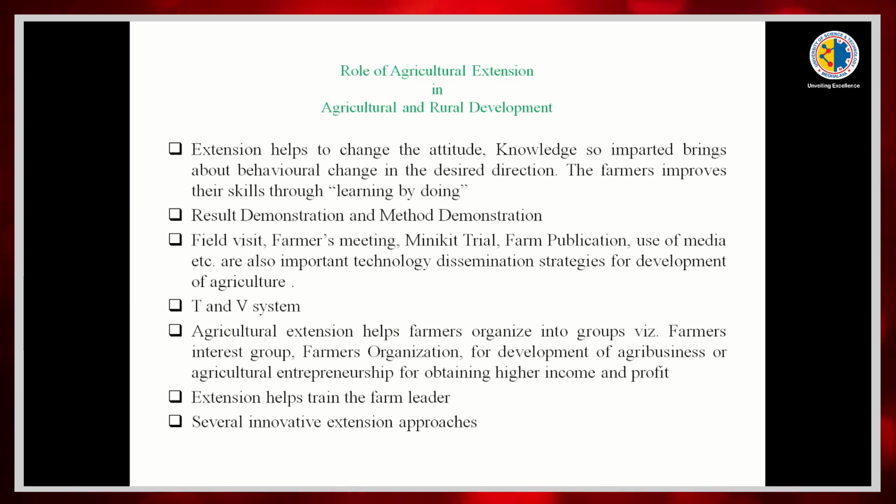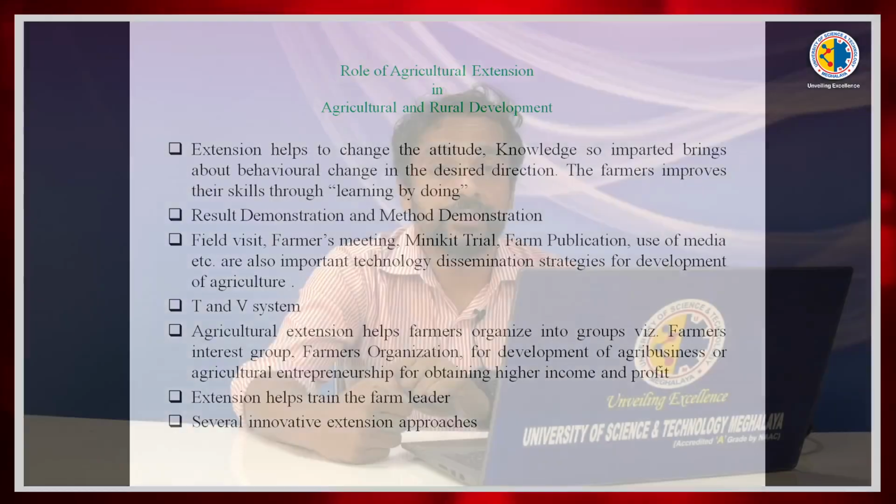Next very important method is T and V. T and V is training and visit. First you have to train them, here meaning the farmers. First you have to train them, and we will keep visiting, maybe annually, biannually, monthly, quarterly, or weekly, to see whether the farming community is moving towards its desired goal or not. That means training and visit.